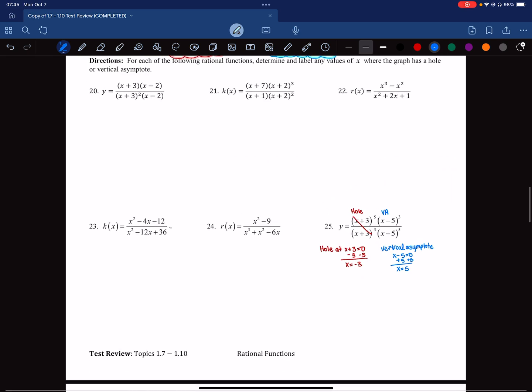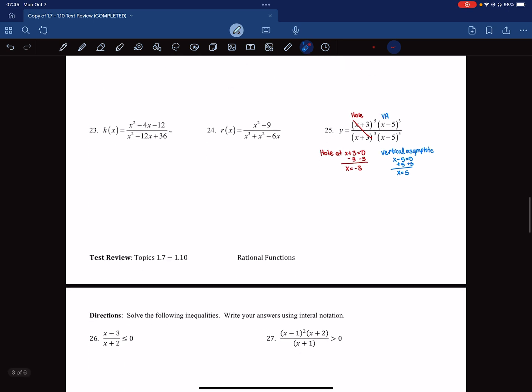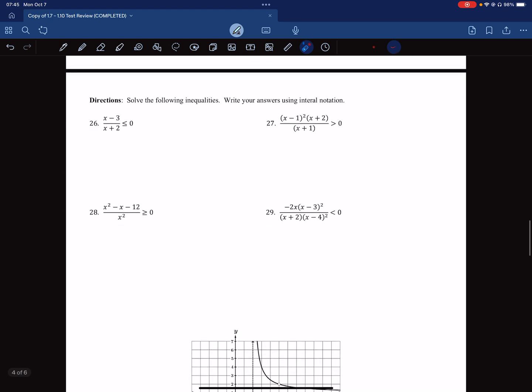Okay, so that's what you would do for 20 through 25. 22, 23, and 24, you will have to factor first. And notice that on 24, the denominator has a greatest common factor of x, so you would need to factor that out first before you factor the rest of it. Okay. Then we have some inequality notation problems.